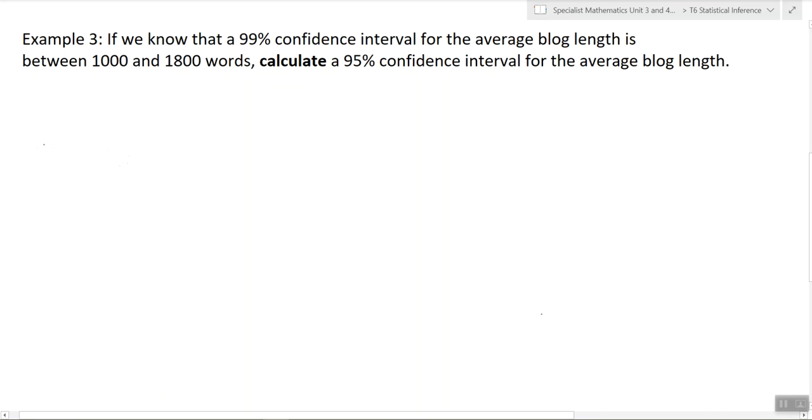So the confidence interval is x bar, so this is the lower limit, minus the z-score times S over the square root of N, where S is the sample standard deviation and N is the number in the sample. That's the lower limit, and the upper limit is the same, just with a plus.